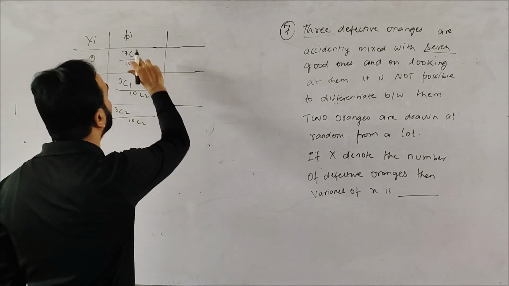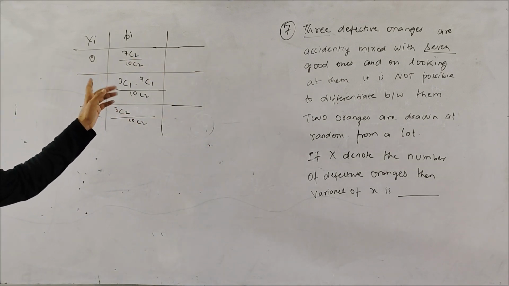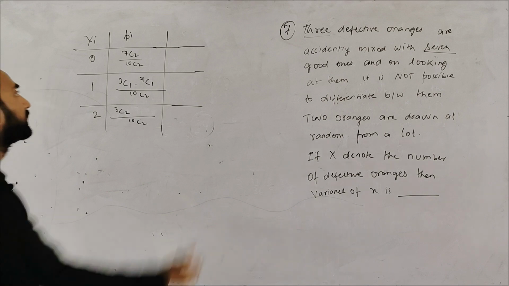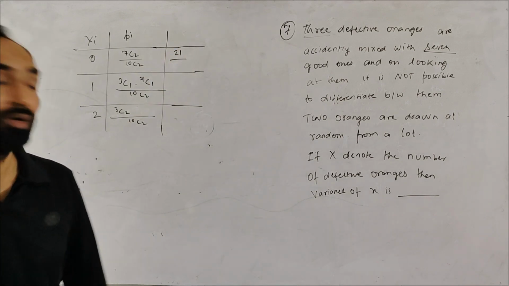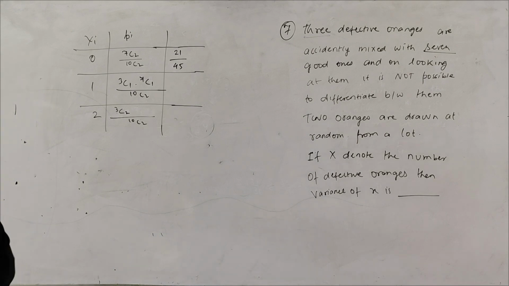7C2 will become 7 into 6, 42, and 42 divided by 2, 21. So this will become 21. And how much is the value of 10C2? 45. Okay, correct. This will become 3C1 into 7C1. How much are we getting?